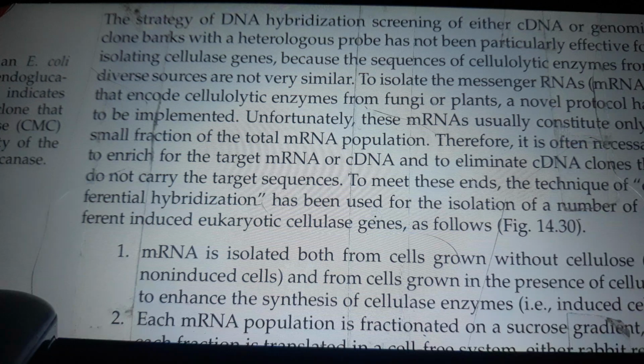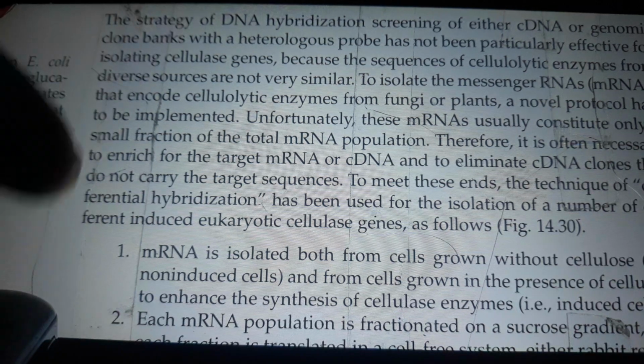To isolate the messenger RNAs that encode cellulolytic enzymes from fungi or plants, a novel protocol has had to be implemented. Unfortunately, these mRNAs usually constitute only a small fraction of the total mRNA population. Therefore, it is often necessary to enrich for the target mRNA or cDNA to eliminate cDNA clones that do not carry the target sequences. To meet these ends, the technique of differential hybridization has been used for the isolation of a number of different induced eukaryotic cellulase genes as follows.